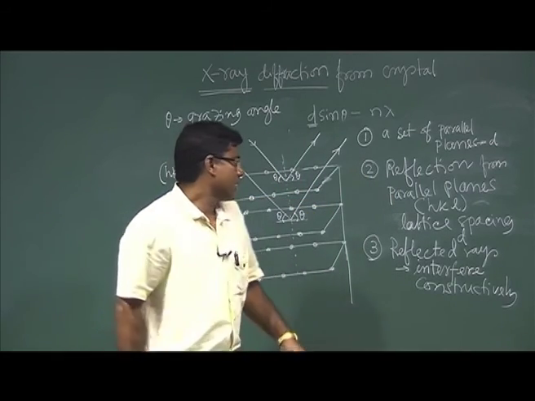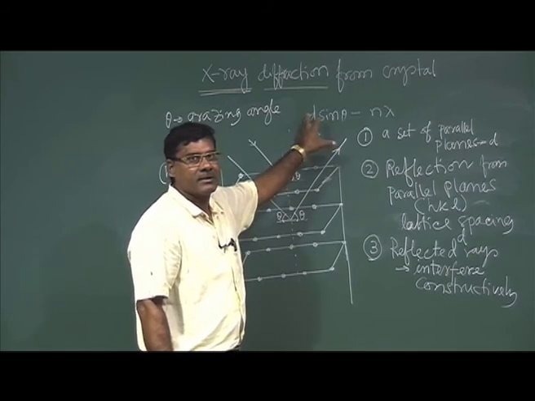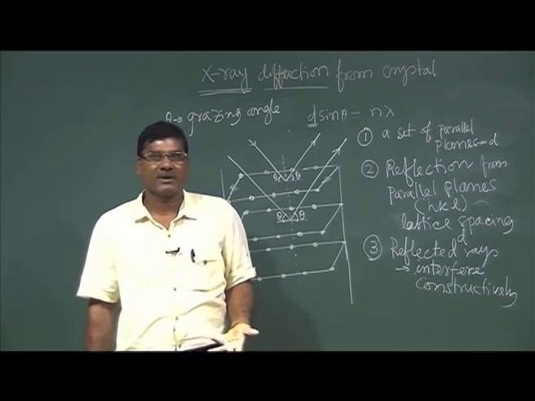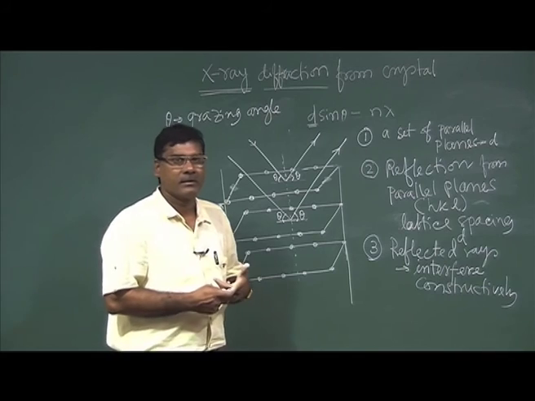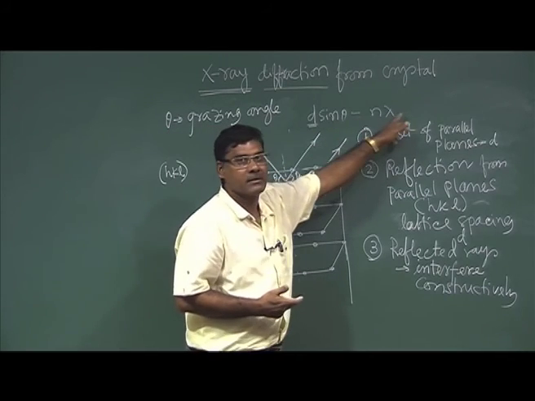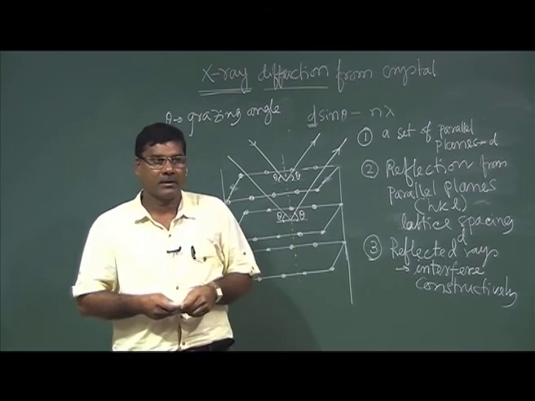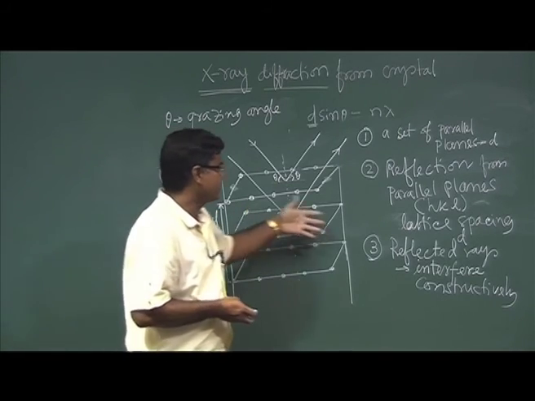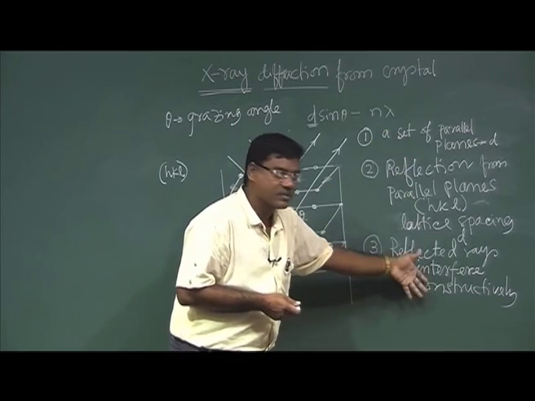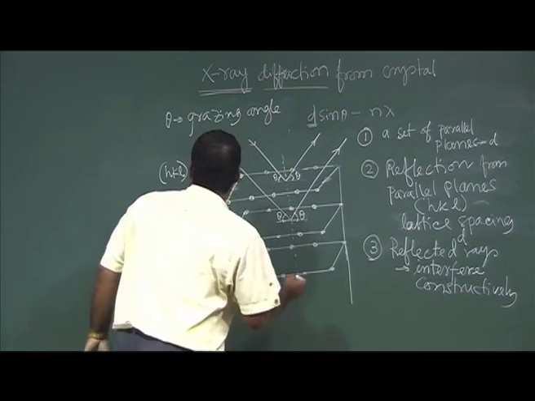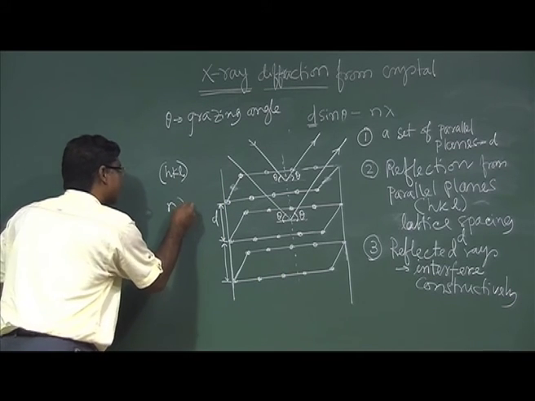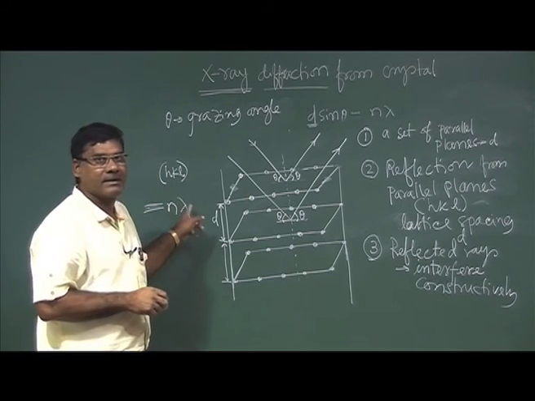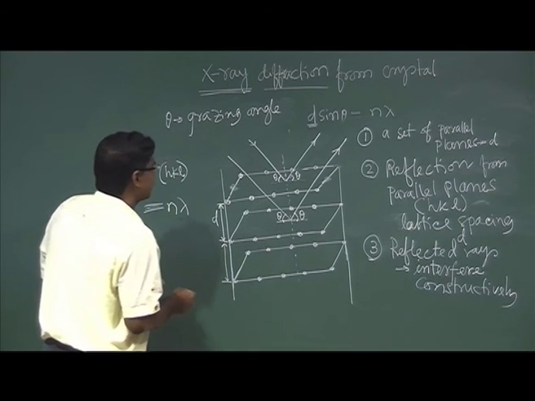Now when these two rays interfere, the path difference has to satisfy the condition for constructive interference. The path difference has to be an integral multiple of lambda, or the phase difference an integral multiple of 2 pi. Then only they will interfere constructively. So the path difference has to be lambda, 2 lambda, 3 lambda, 4 lambda, etc. Now we have to calculate the path difference from here.